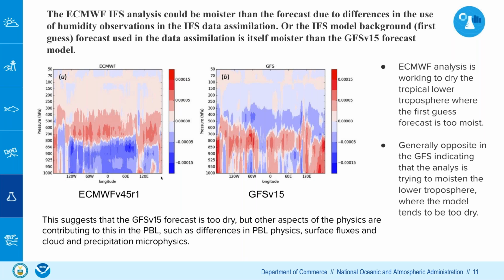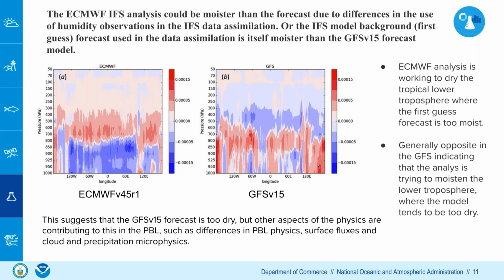So here is operational ECMWF version 45R, and this is the GFS version 15. We can see the blue colors here mean that the ECMWF analysis is working to dry the tropical lower troposphere, where the first guess forecast is too moist. And in general, it is kind of the opposite of what we see within the GFS version 15.